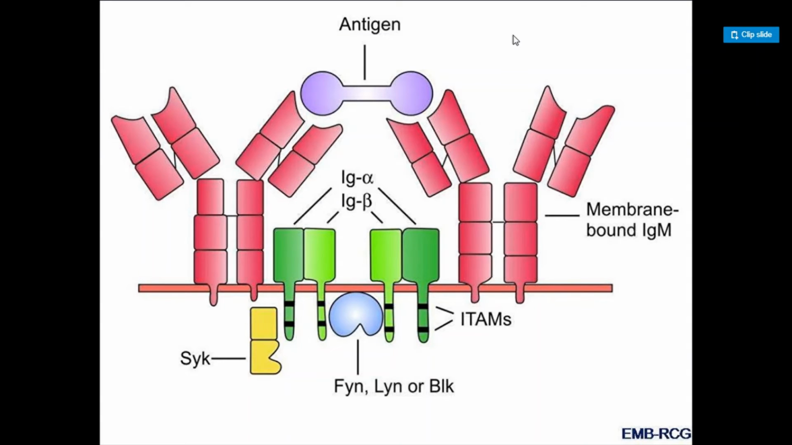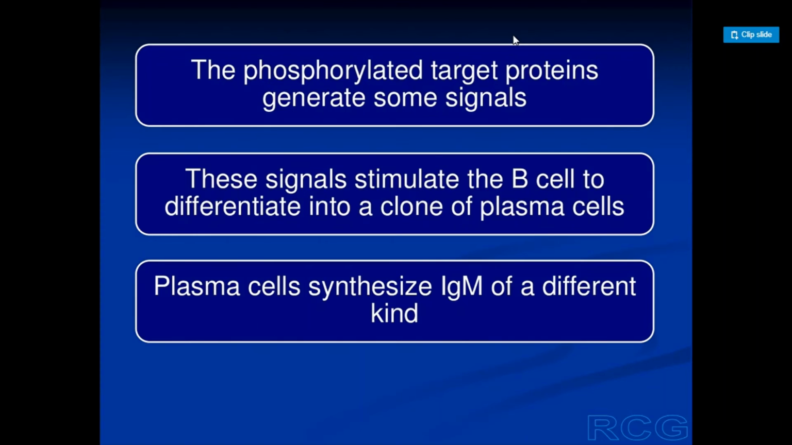Here we can see in the diagram, when the antigen is interacting, the phosphorylation process is taking place. These are ITAMs and there is the SYK, and these all are interacting with each other, and the Ig alpha and Ig beta can be seen here, and this is how the interaction is taking place. Then the phosphorylated target proteins generate some signals, and these signals then stimulate the B cells to differentiate into the clones of the plasma cells.